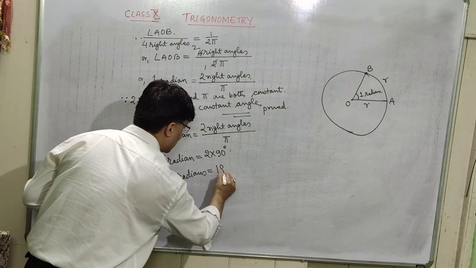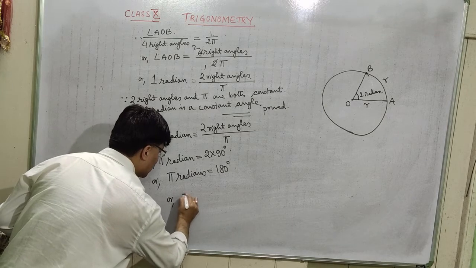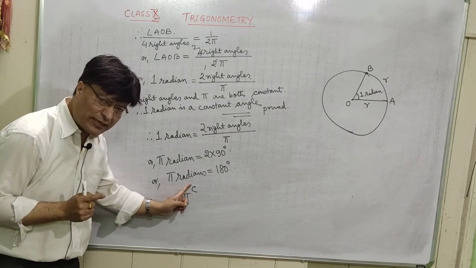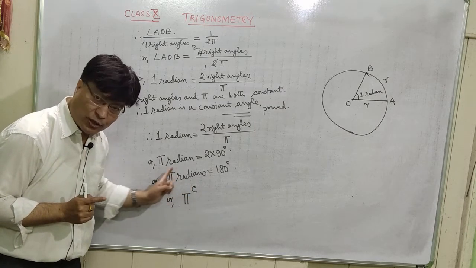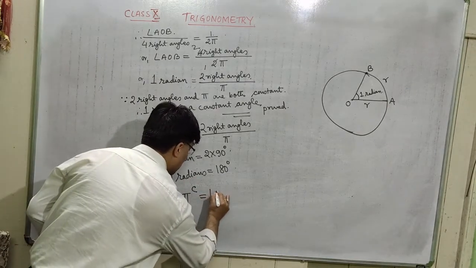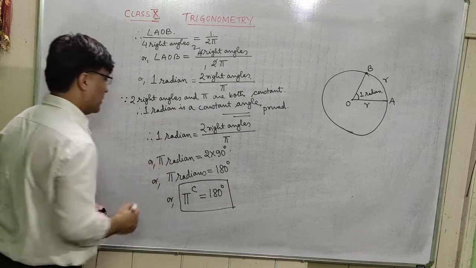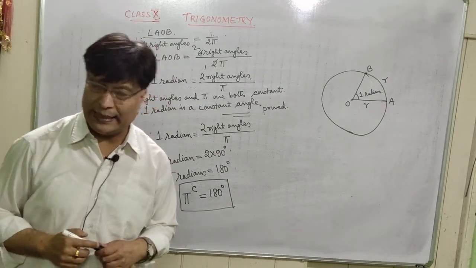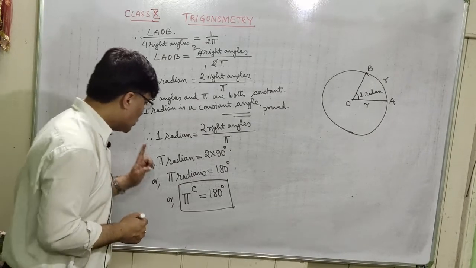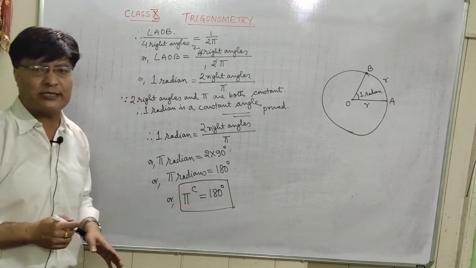Or pi radians is equal to 2 into 90 degree, that is 180 degree. Or you may write it as pi radians can be written as pi c. So whenever we see this expression with a small c written slightly above pi, that is circular measure, it is read as pi radians. So pi radians is equal to 180 degree. So this is the formula. That is, pi radian is equal to 180 degree. So I think you have understood it. Okay. So you should remember this relation. That is, this is the relation between circular measure and sexagesimal system.